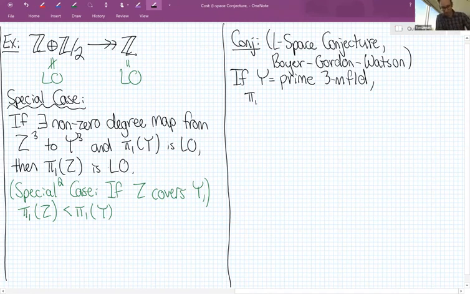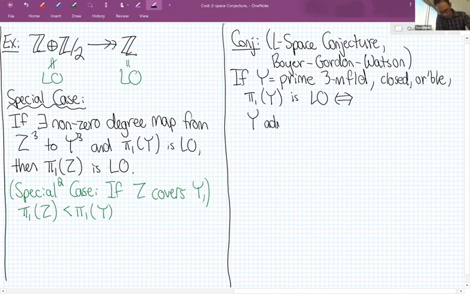So let's suppose we have a prime three-manifold Y, again closed, orientable. And I'm going to claim that the following things are all equivalent. The first is that pi_1 is left orderable. The second is that Y admits a co-orientable taut foliation.